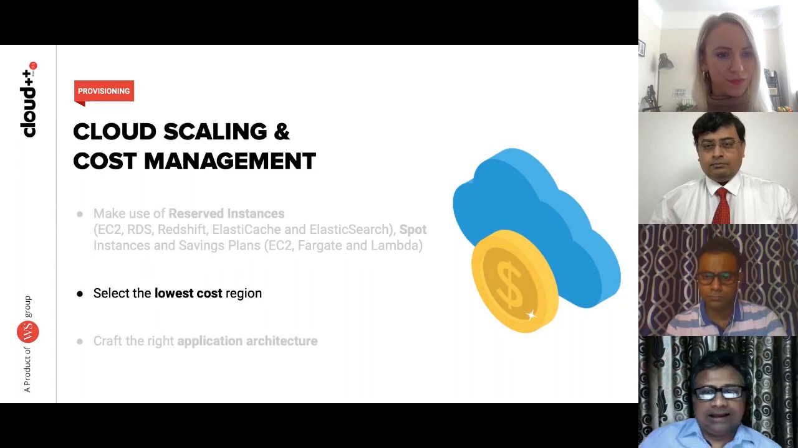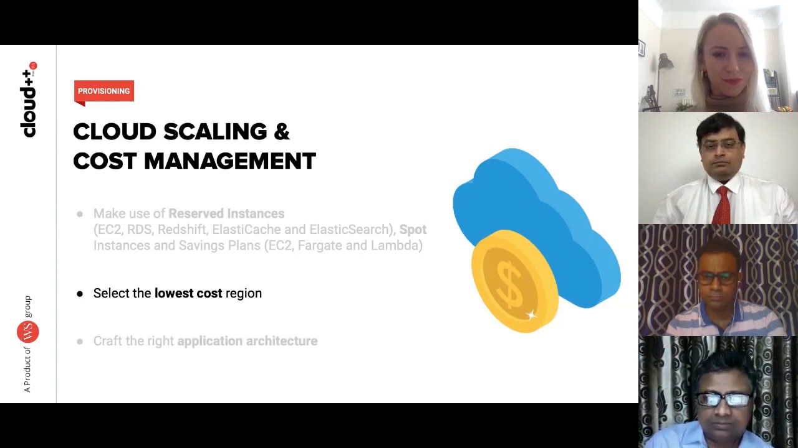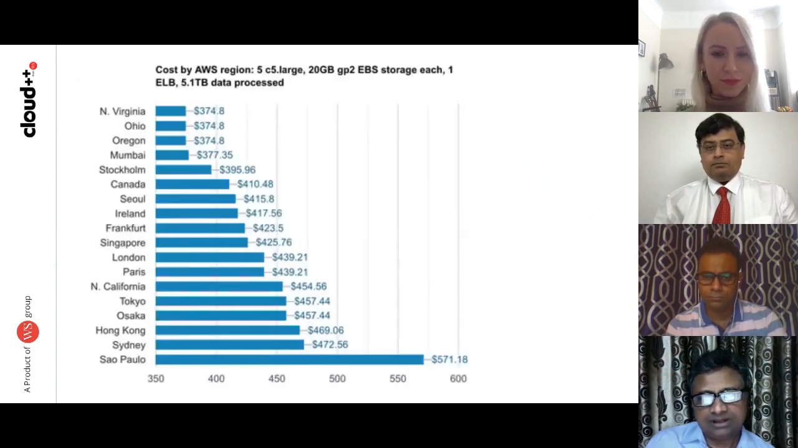Okay. Another is to select the lowest cost region. That means these cloud providers are spread over different regions across the world, and the usage rate varies from region to region. Similarly, the rates they charge in these regions for the same type of resource vary widely. You can see the level of variation. The same resource is charged in North Virginia at like 374. The same resource in Sao Paulo is 571.